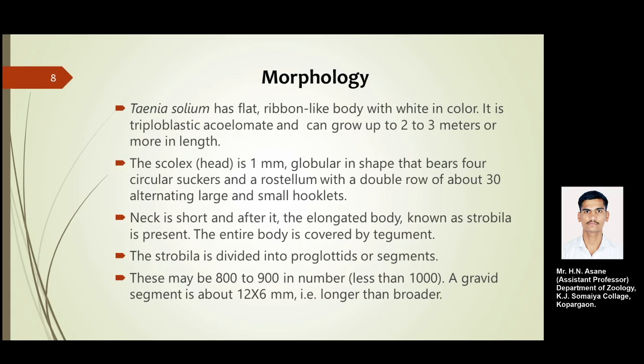The body of the animal is divisible into three regions. The neck is short, and after it the elongated body known as the strobila is present. The entire body is covered by the tegument. The strobila is divided into proglottids or segments, which may number 800 to 900, less than 1000.